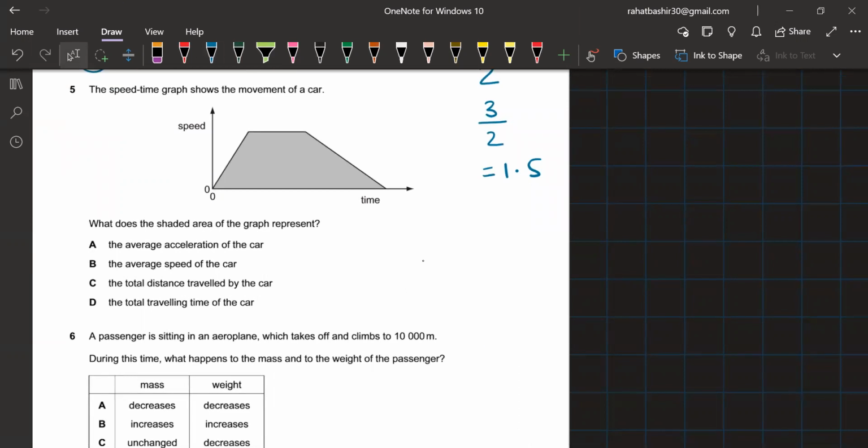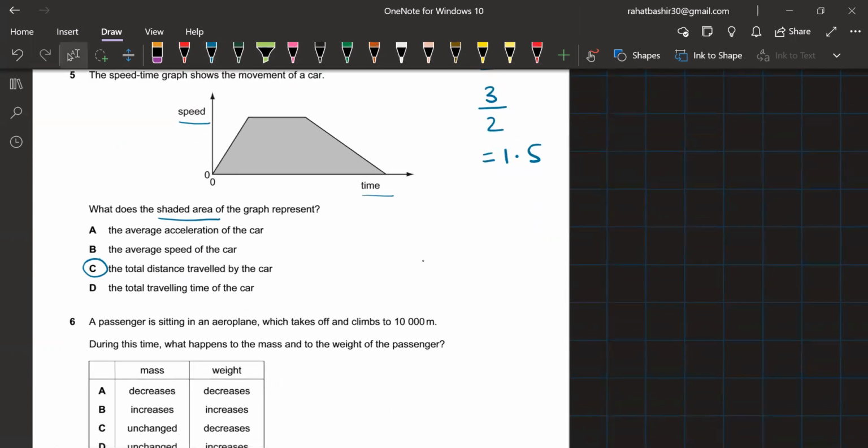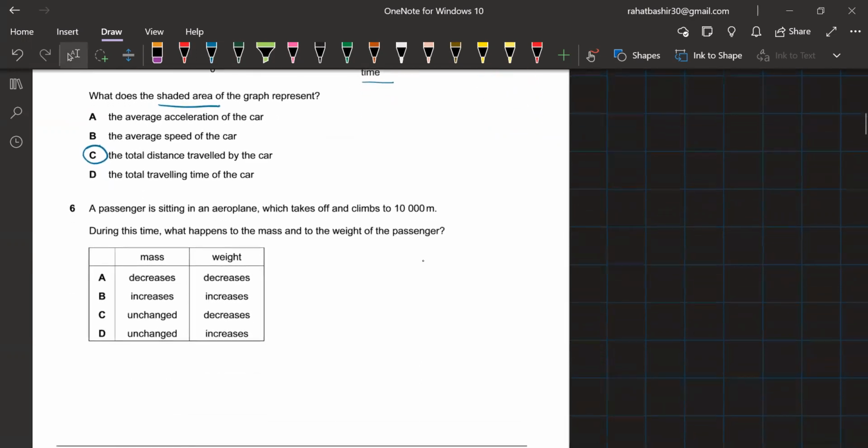Question number 5. The speed time graph shows the movement of a car. So there is speed on the y-axis and time on the x-axis. What does the shaded area of the graph represent? So remember that the shaded area is always equal to the distance traveled by the car when there is speed on the y-axis and time on the x-axis.